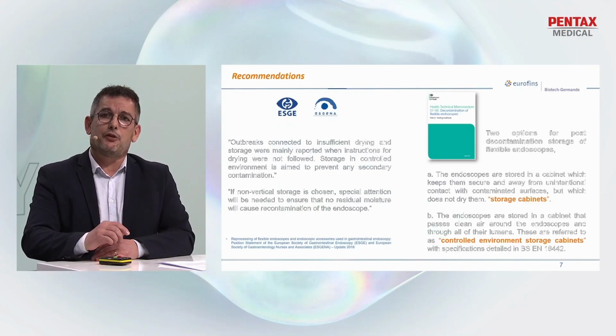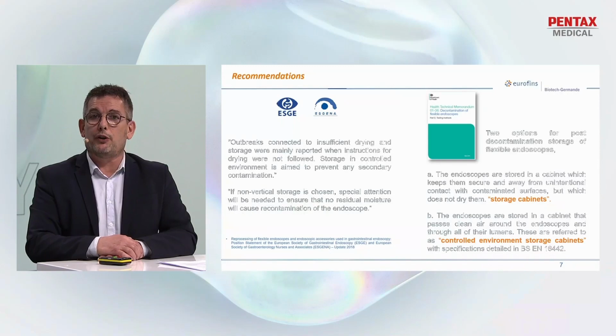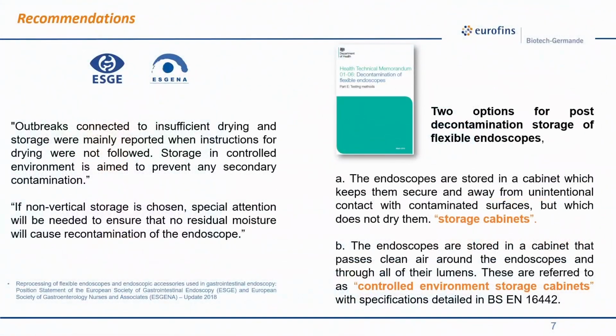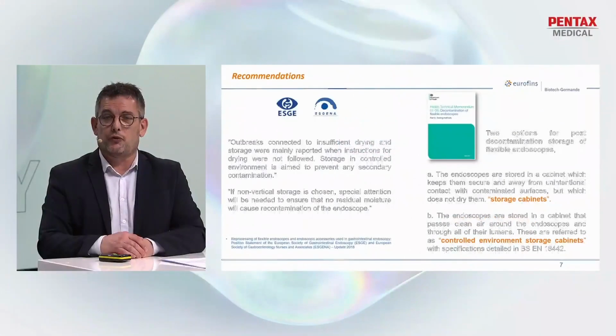This is exactly the same with the HTM 0106 published in 2016, where they also mention 2 options for endoscopes after reprocessing. You can store the endoscope in a simple storage cabinet, which just prevents contamination of the endoscope from contaminated surfaces, or you can decide to use a more complex device, which is a controlled environment storage cabinet, which needs to be compliant with the EN standard 16442.